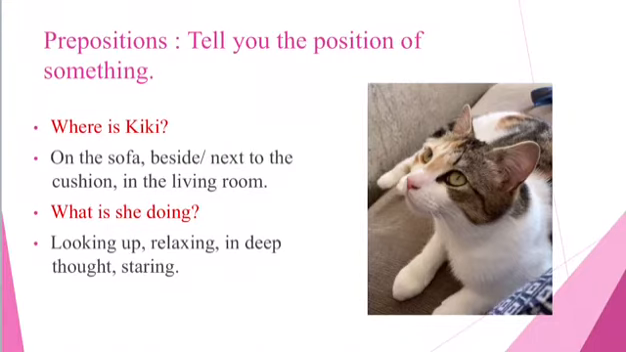So as we can see from this picture here, Kiki is sat on the sofa. You could also say she's beside or next to the cushion, and we could even argue that she's in the living room. So that's the first part of our sentence already thought about. Then we can consider what is she doing.